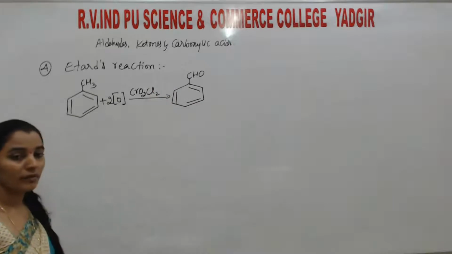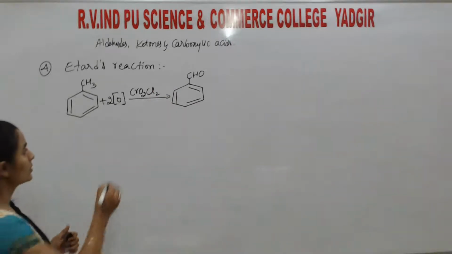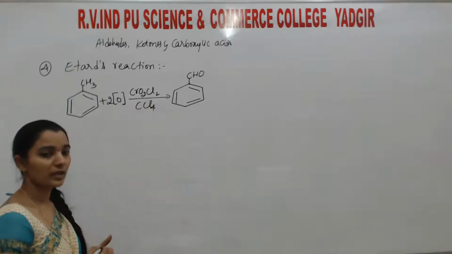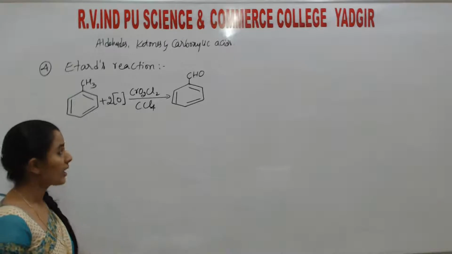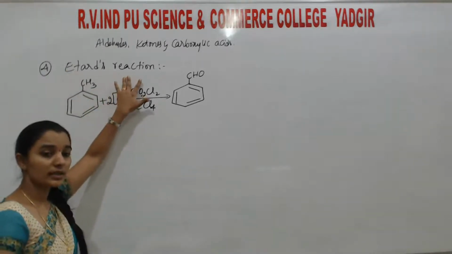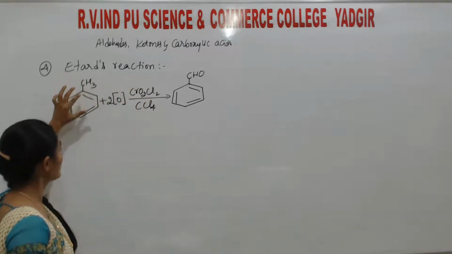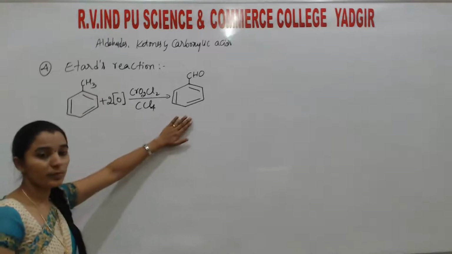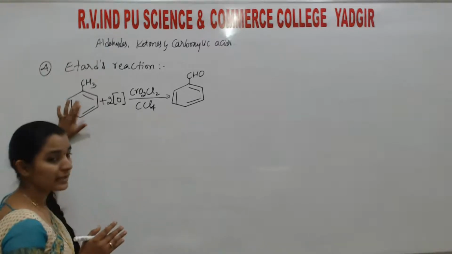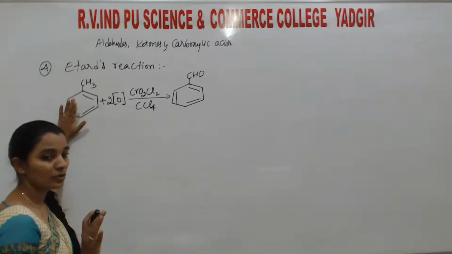Chromyl chloride vapors, in presence of carbon tetrachloride as a solvent. This is the reaction. So students, this Etard reaction, why is it said so? This is for the preparation of benzaldehyde by using only alkyl substituted benzene, none other than alkyl substituted.